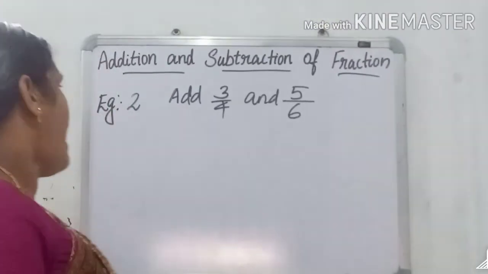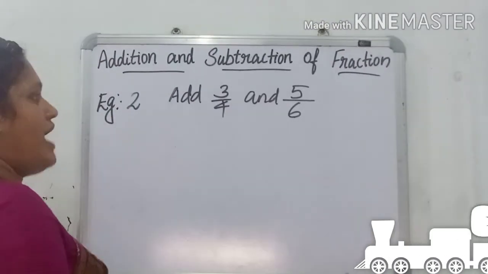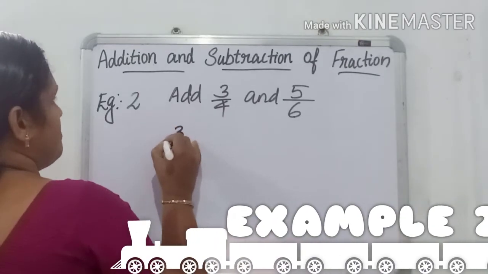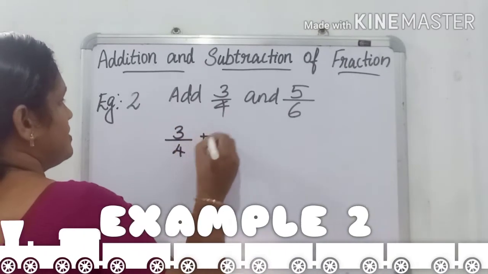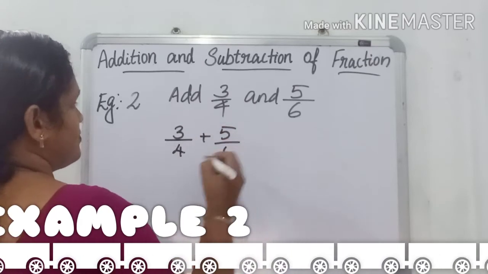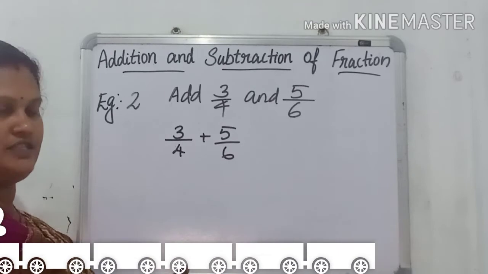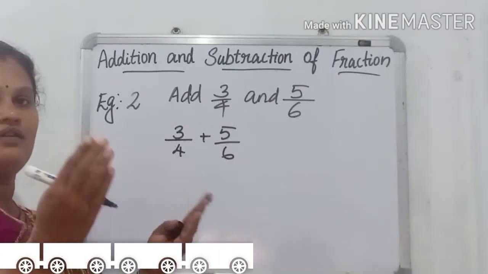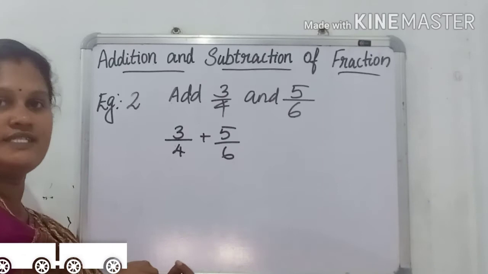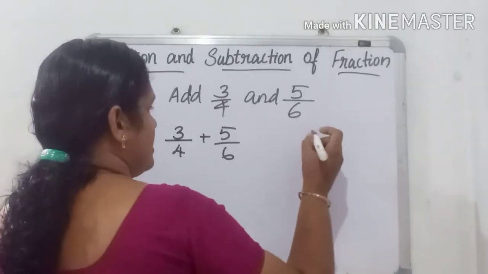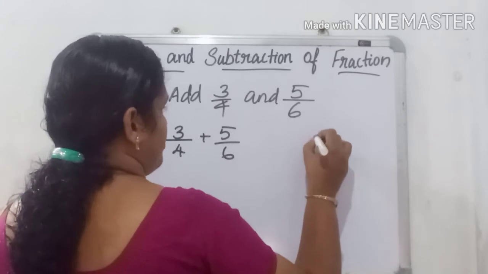Example 2. Add 3 by 4 and 5 by 6. 3 by 4 plus 5 by 6. Here the denominators are different. So first we have to make the denominators same. So first we have to find the LCM of the denominators.